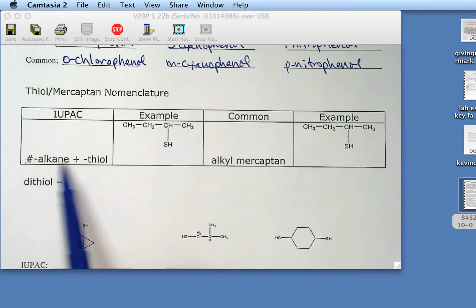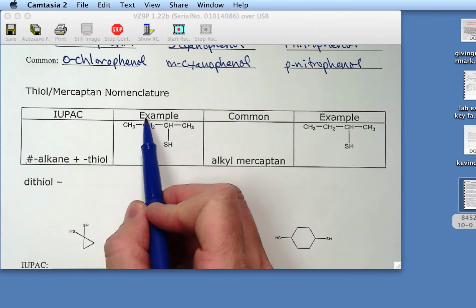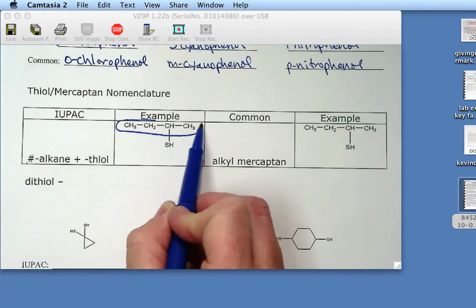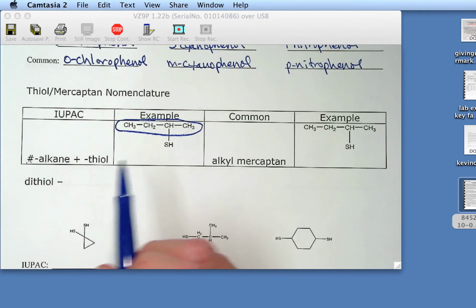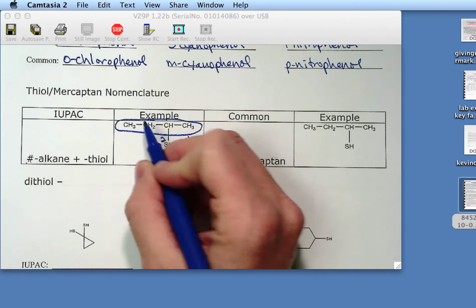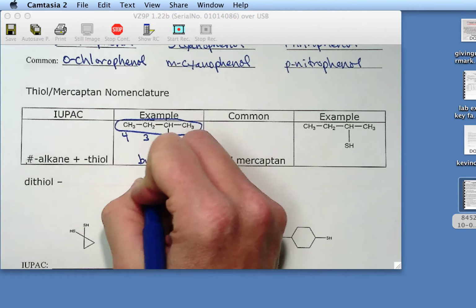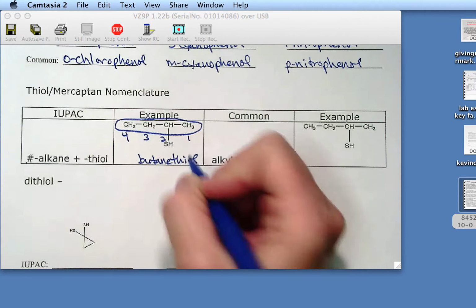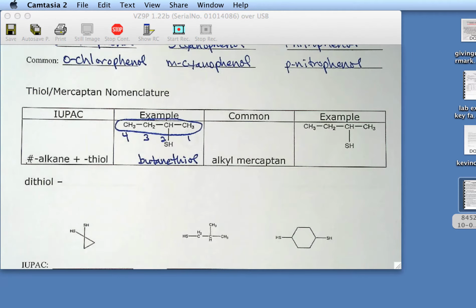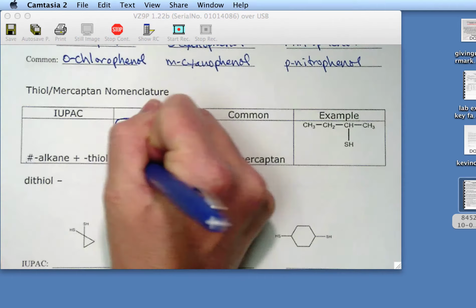So alkane thiol. Like all IUPAC names, you find the longest continuous chain of carbons. You number so that the thiol gets the lowest possible number. So that's 1, 2, 3, 4. So it's butane, but because it has that SH, it's butanethiol. Good. And what am I missing? Number 2, yes. So 2-butanethiol.